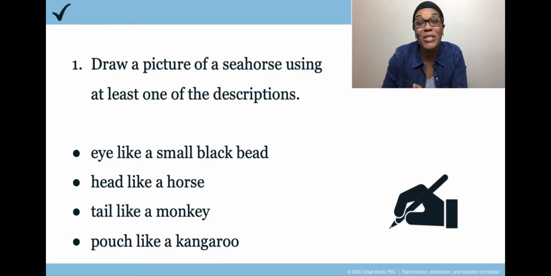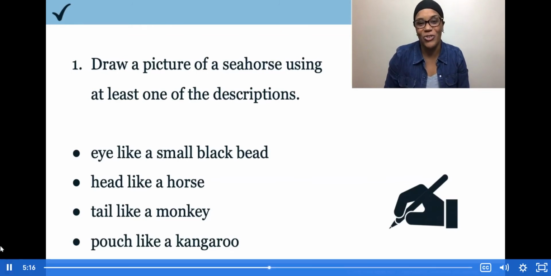Now it's your turn to be an illustrator. Using the descriptions we just read, you're going to draw a seahorse. You can draw part of a seahorse, like his eye that looks like a small black bead, or you could draw the whole seahorse. Here are the descriptions you can use for your drawing. Eye like a small black bead, head like a horse, tail like a monkey, pouch like a kangaroo. Pause the video while you draw a picture of the seahorse in your journal.